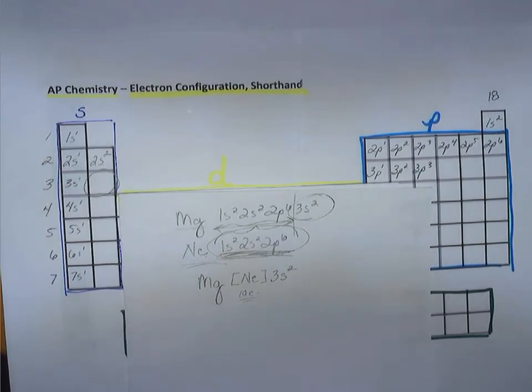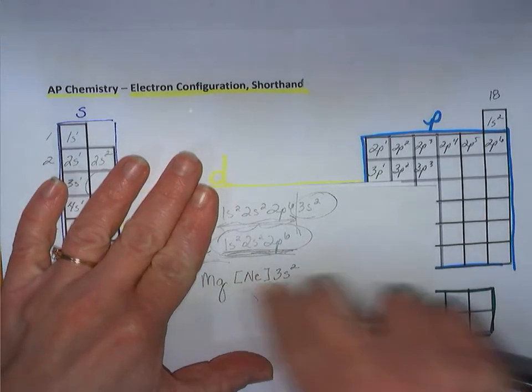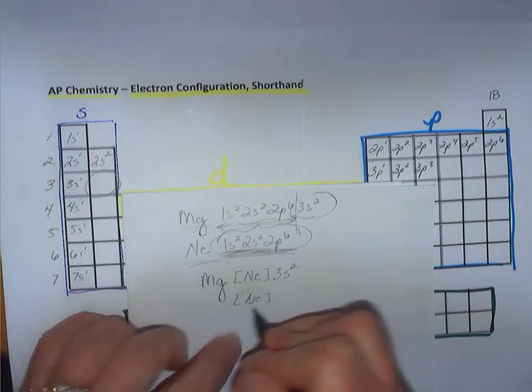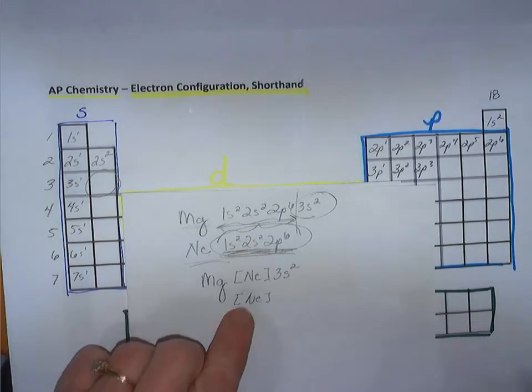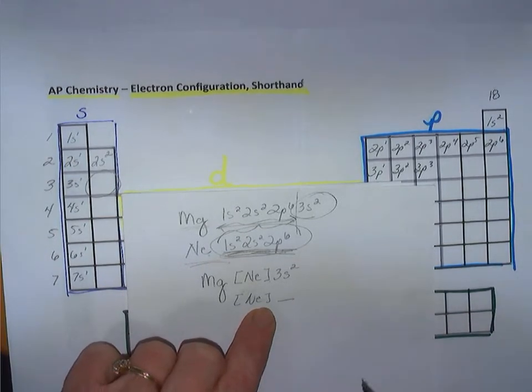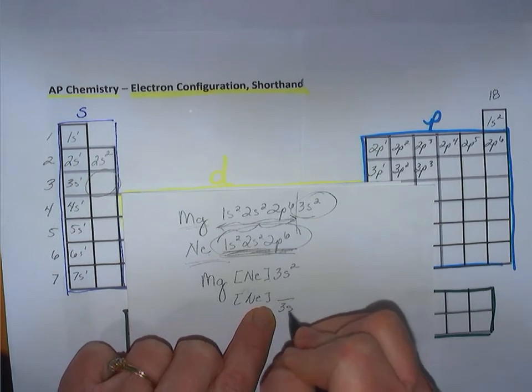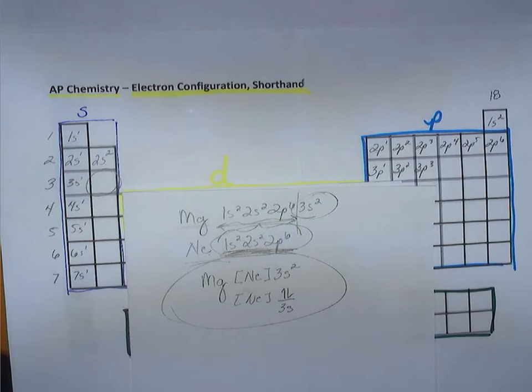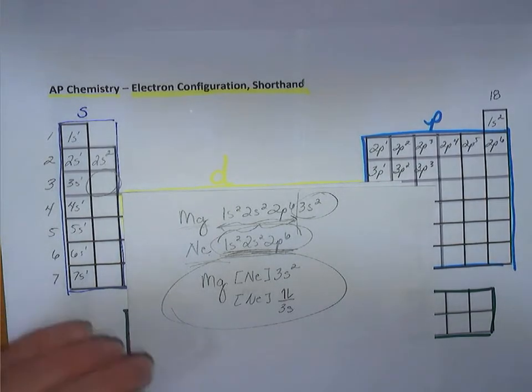Now I can also do shorthand for orbital notation. I would just, of course, put the brackets to represent the 10 electrons that are there. We know we draw one dash for 3s, and it's filled. So that would be the electron configuration shorthand for magnesium. Okay, well how about chlorine?